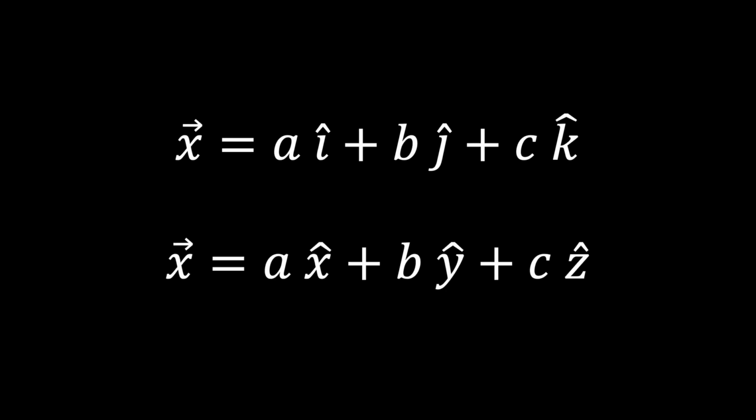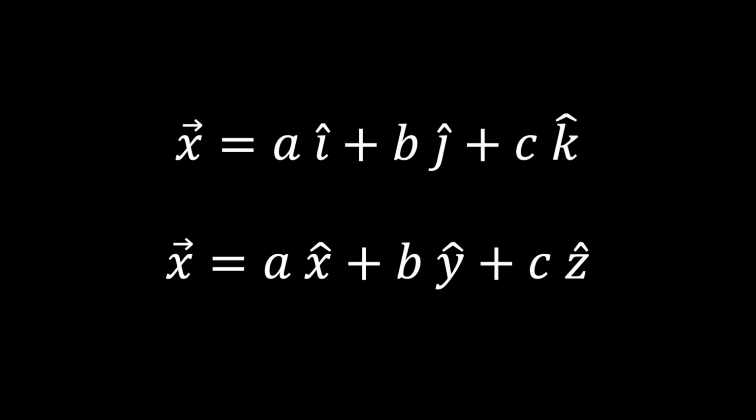The second way you can write a vector is just a little bit more straightforward version of the same thing. So your vector x has component a in the x direction, b in the y direction, and c in the z direction. And this is, again, straightforward. You can easily follow x, y, and z and know where your vector is pointing.